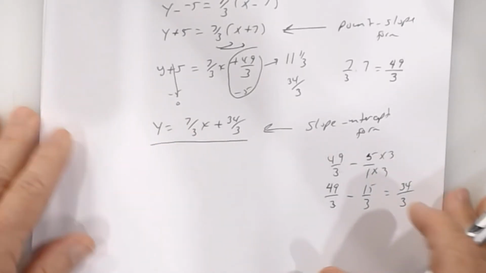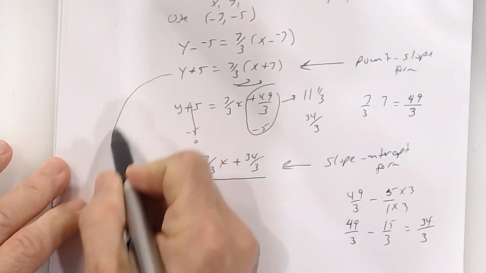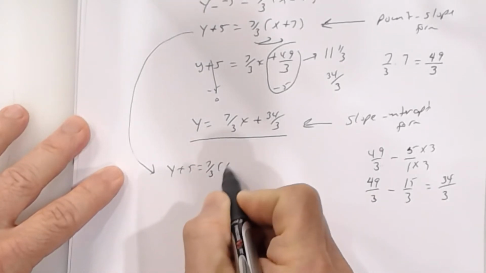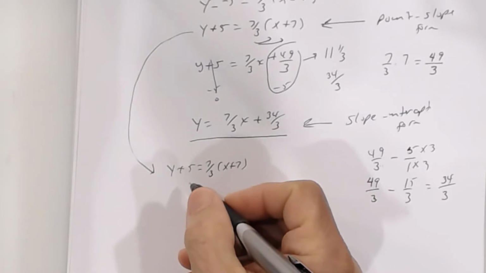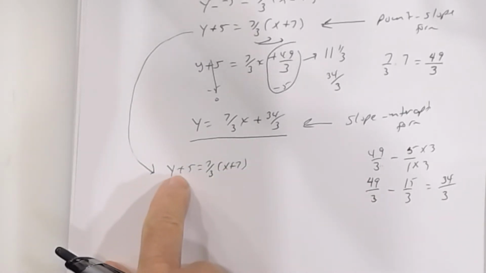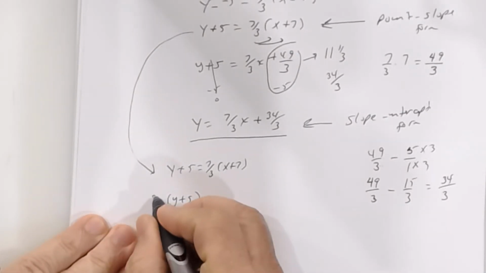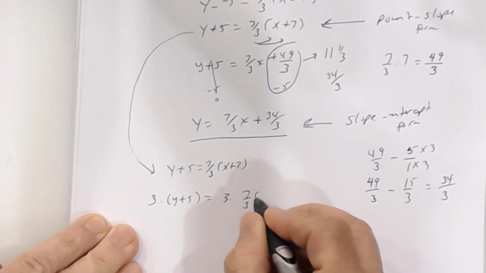You could have also, at this point right here, let me go ahead and draw this like this. You could have also, instead of distributing, done what instead? Multiply both sides by the LCD to clear the fractions. What's the LCD? 3. Now remember, you got to remember some things from that first test. You're going to have to put this in parentheses, y plus 5, and you're going to say times 3. And then over here, you're going to say 3 times, and then this side, 7/3 times x plus 7.